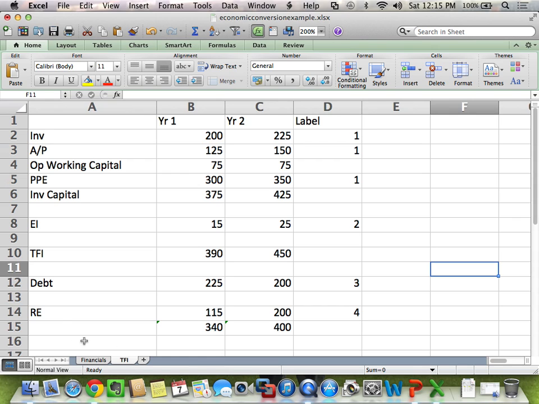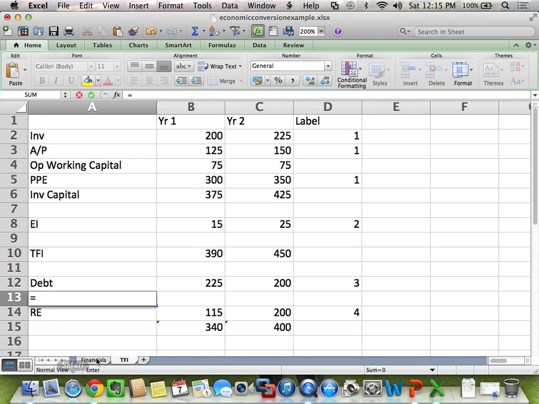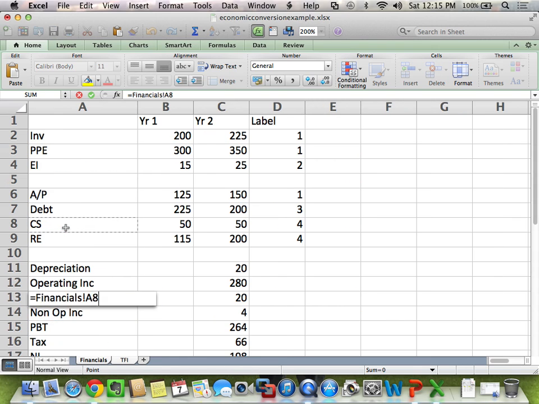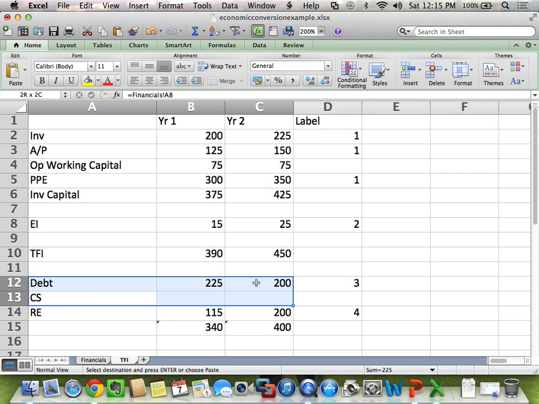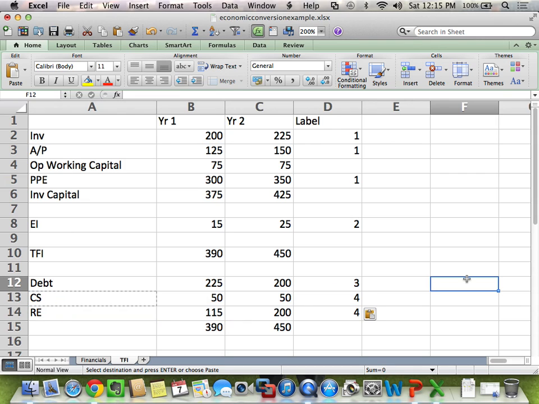Okay. So let me put my common stock at par value back. And that is the TFI.